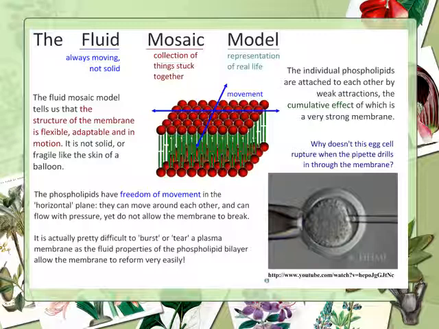The term mosaic refers to the pattern of the molecules stuck together, and brings us back to the last slide where we were discussing not only the phospholipids, but also the different types of proteins that are found here.